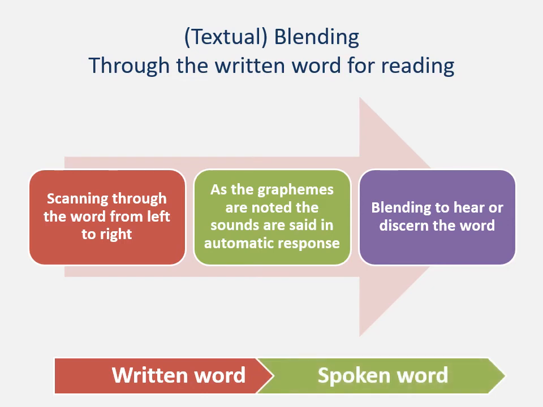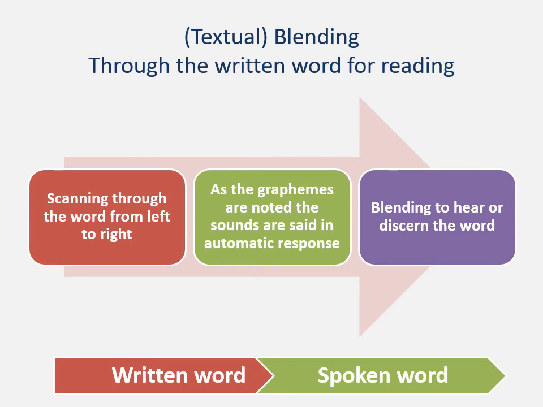So we see the word flag, F-L-A-G. We note the graphemes. The grapheme is the representation of the sound, and we see the grapheme F, grapheme L, the grapheme A, the grapheme G. And we know automatically that that makes F, L, A, G. And we blend that, flag, so we can discern the word. We know what those letters mean.